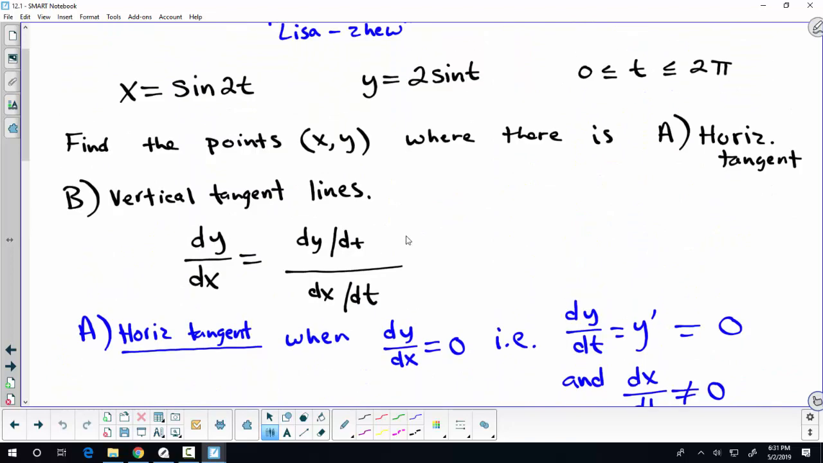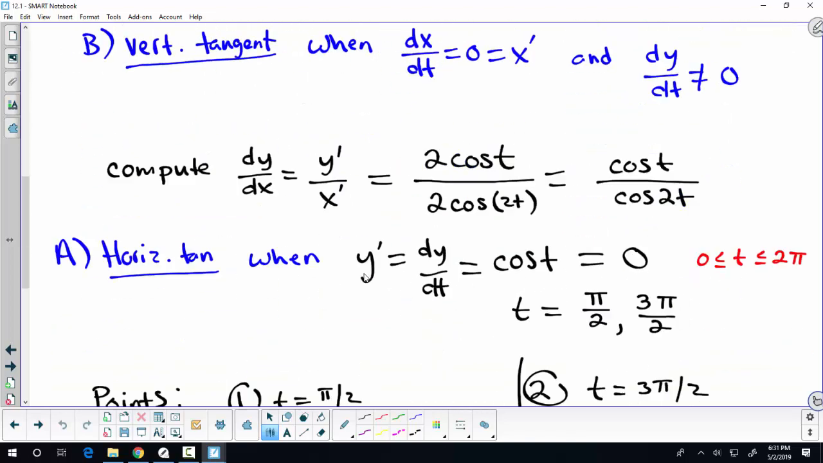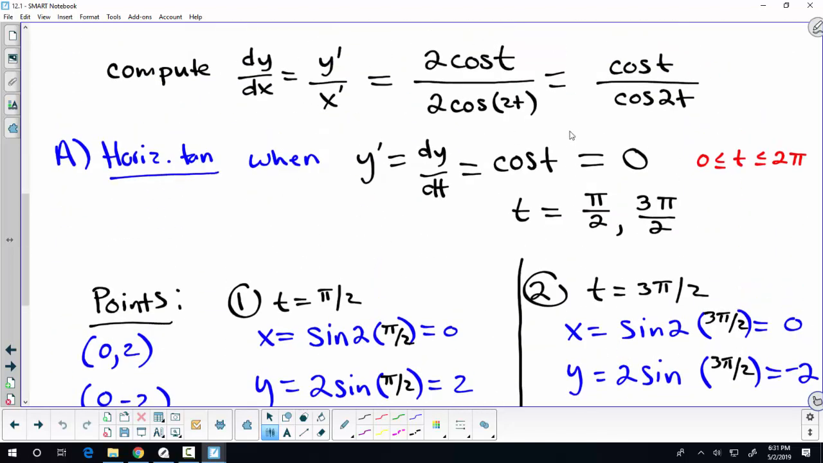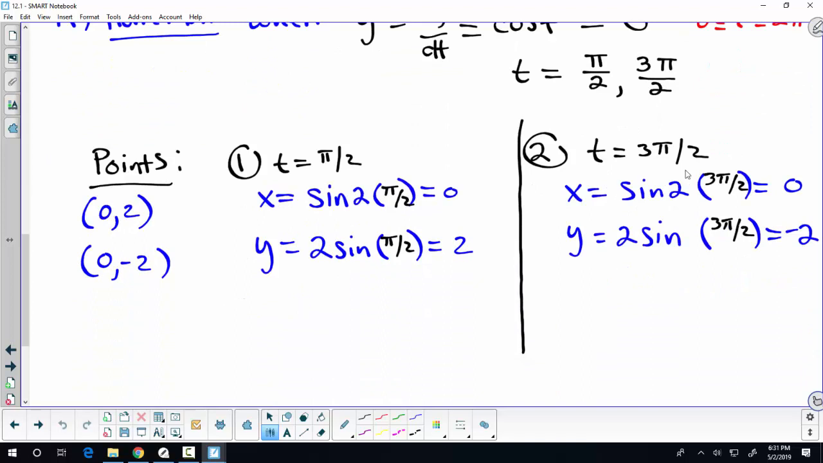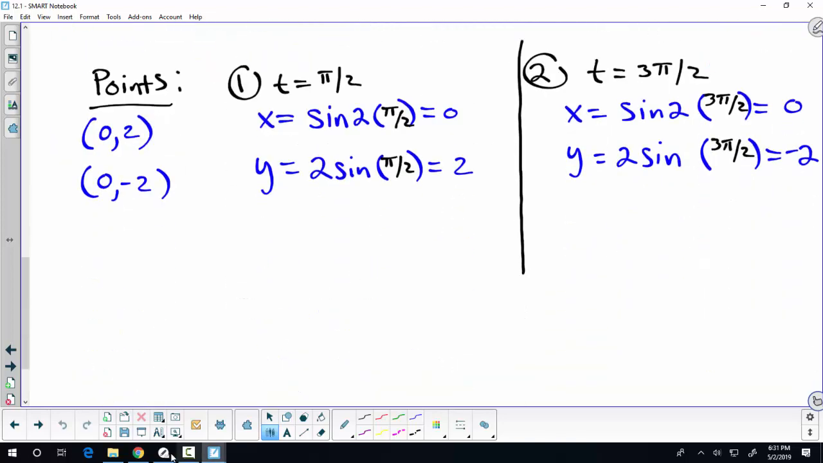We did compute the derivative dy over dt divided by dx over dt. We've got a horizontal tangent when the numerator dy over dt is 0 and the denominator is not 0. So we have our derivative here, horizontal tangent when cosine is 0 at pi over 2 and 3 pi over 2. So once we have those t values, we plug back into the original equation to obtain the points 0, 2, and 0, negative 2 on the curve where we have two horizontal tangents.